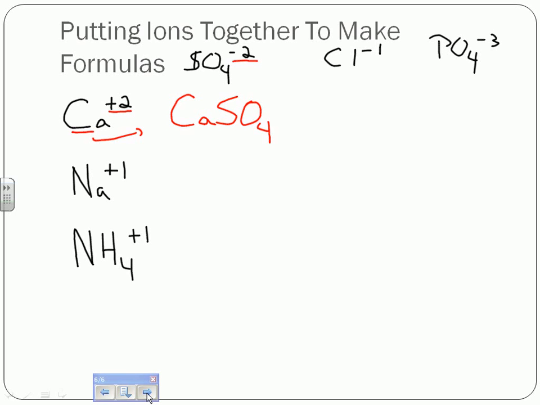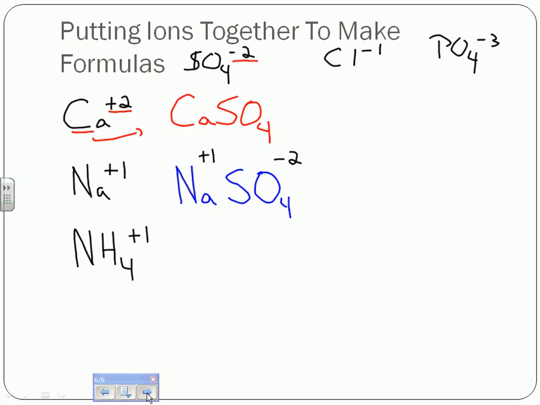+2 and -2, those add up to be 0. What happens, though, when we take, for example, the sodium cation and put it with the sulfate anion? So the sodium is a +1 charge, and the sulfate's a -2. That doesn't add up to be 0. So we need to find a common multiple, would be the language that we frequently use, of 1 and 2, and the common multiple of 1 and 2 is 2.